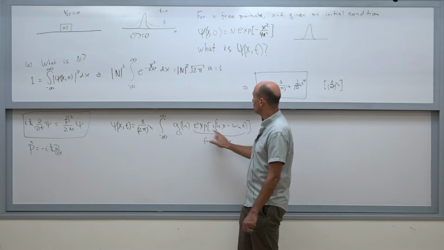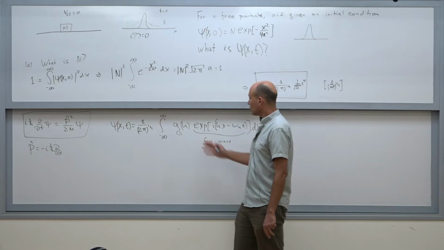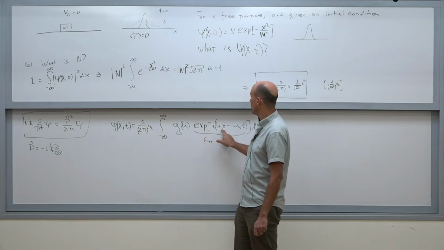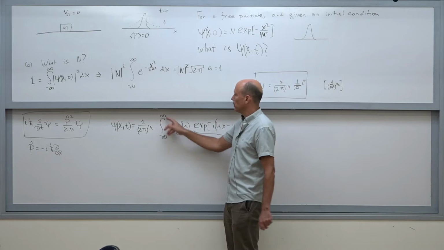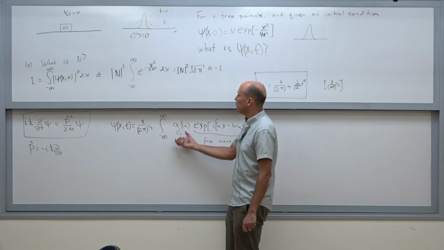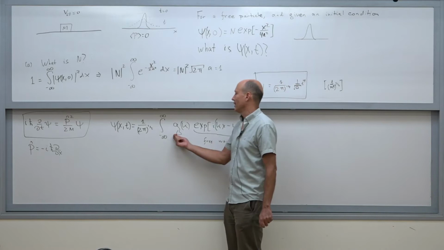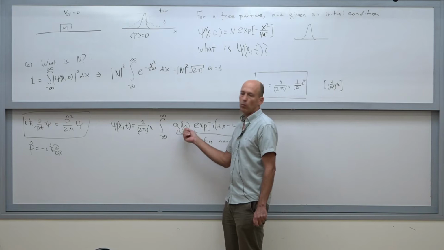So this is essentially a summation. Look at this integral as a sum over all the possible values of k that you can get in this system, which stretch from minus infinity to infinity, with a weight function g(k). And g(k) is the amplitude of getting the wave vector k, or in other words, this is the probability amplitude of getting some momentum whose value is h bar k.